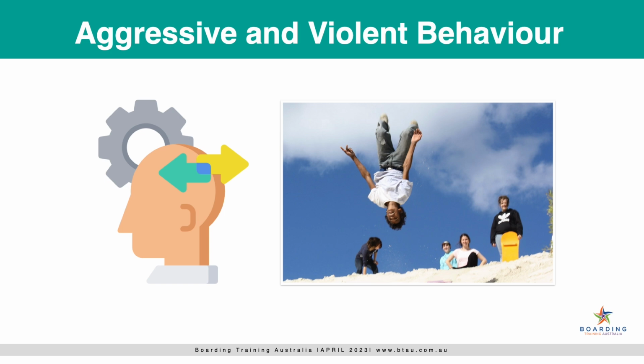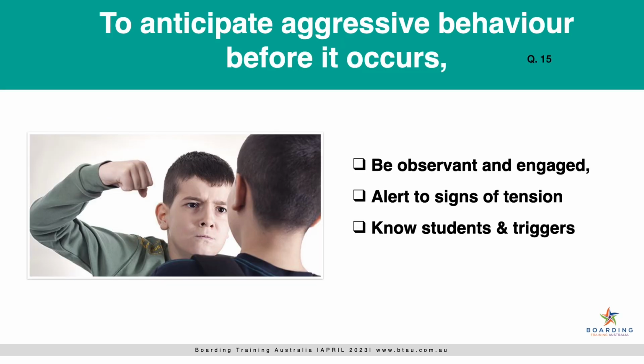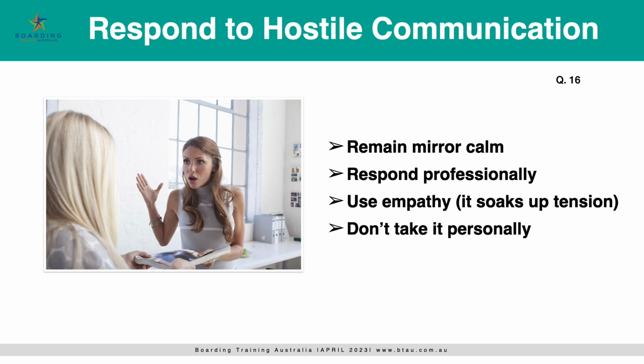Let's look at aggressive and violent behaviour. To anticipate aggressive behaviour before it occurs, we need to be observant and engaged, moving around amongst the students. We need to be alert to the signs of tension. We need to have professional relationships with the students, where we know and understand them and we're aware of triggers. When we respond to hostile communication, we should remain mirror calm, respond professionally, use empathy, it soaks up tension, and don't take it personally.